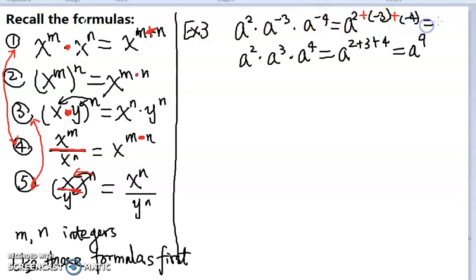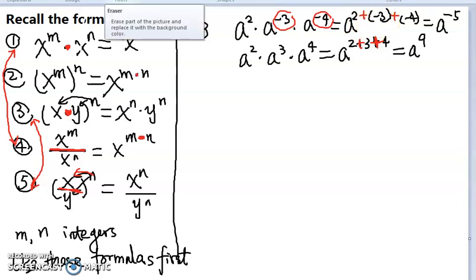So we're going to get a to the 2 plus negative 3. It's negative 1 plus negative 4. That gives us negative 5 as the answer. Notice the way we're doing it is exactly the same as the way we did before. We're using the same formula, the first formula. We're adding them. But since some of them could be negative, you may think you are doing subtraction, but you're still doing addition. It's just adding negative numbers. So the idea is the same.